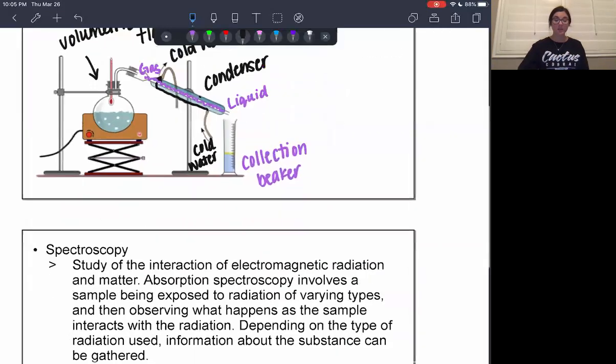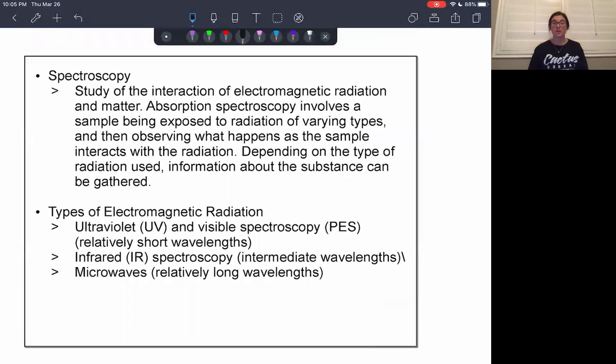Moving on to spectroscopy. Spectroscopy is kind of a mouthful. It's a lot of terminology, so I wanted to give you guys a formal definition and really break it down for you.